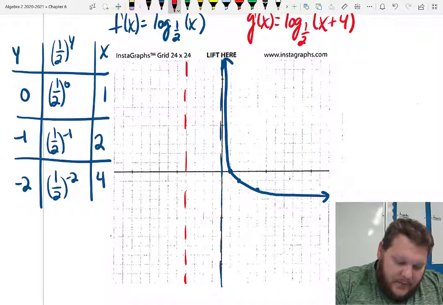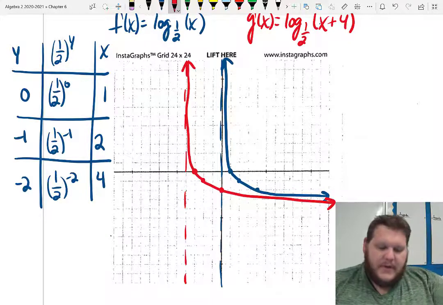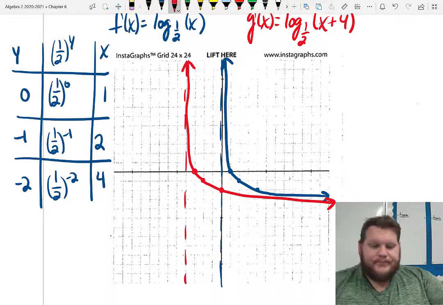1, 2, 3, 4. 1, 2, 3, 4. 1, 2, 3, 4. And then again, just follow my asymptote. There we go. There is g of x in red.